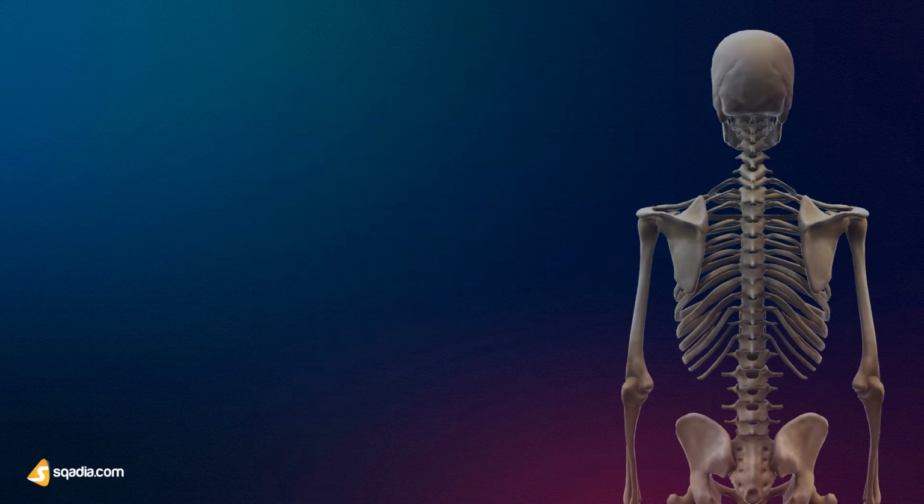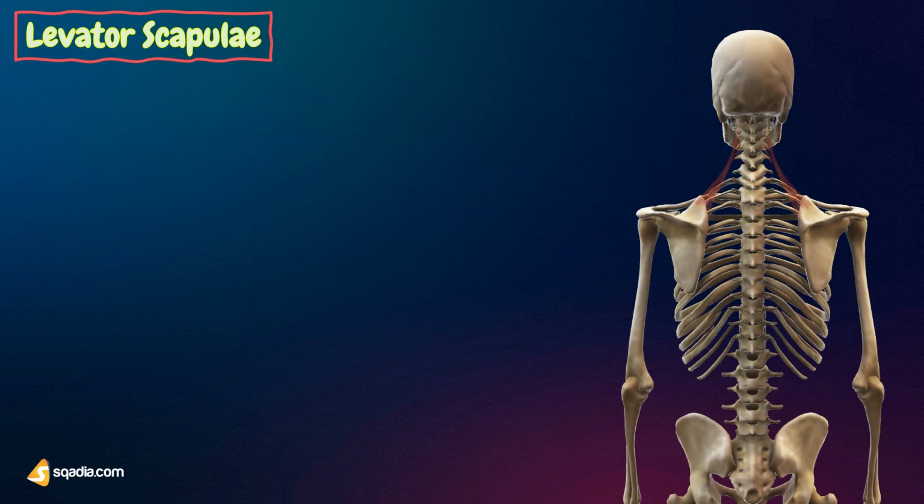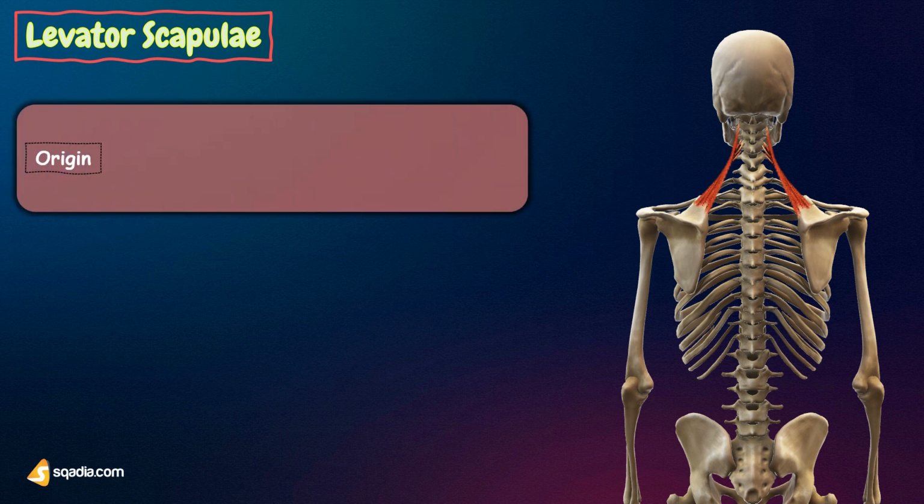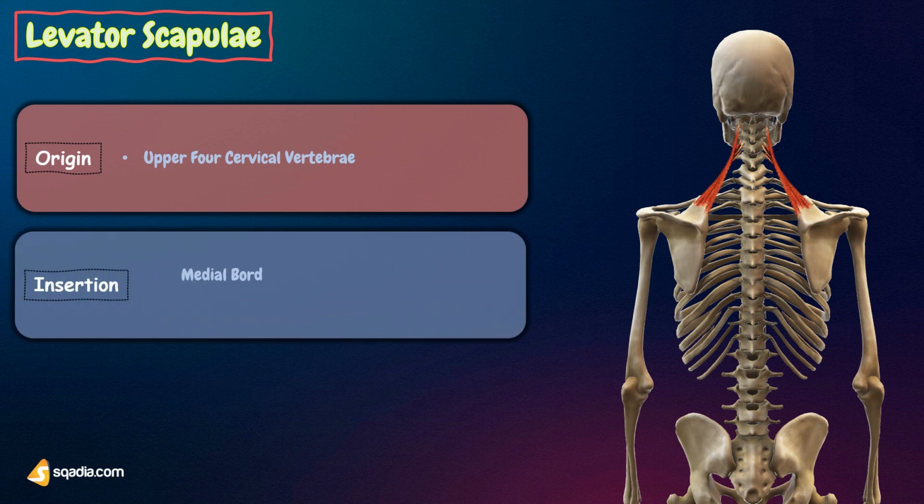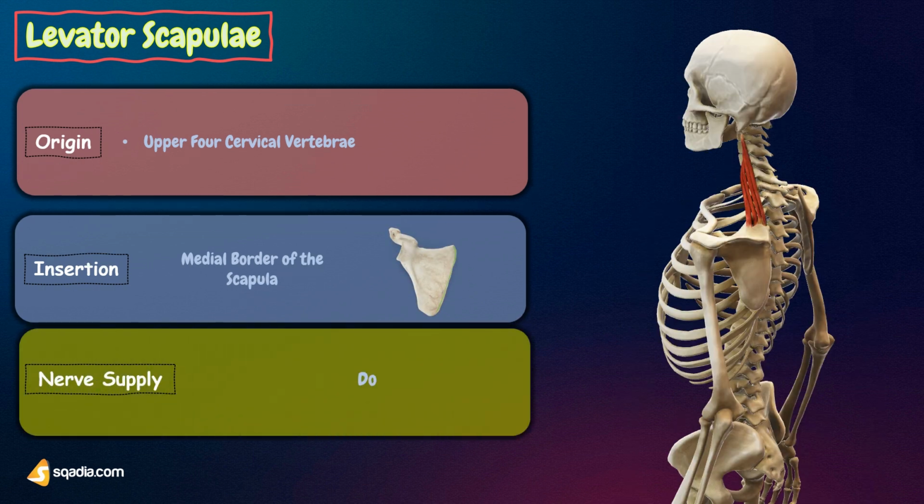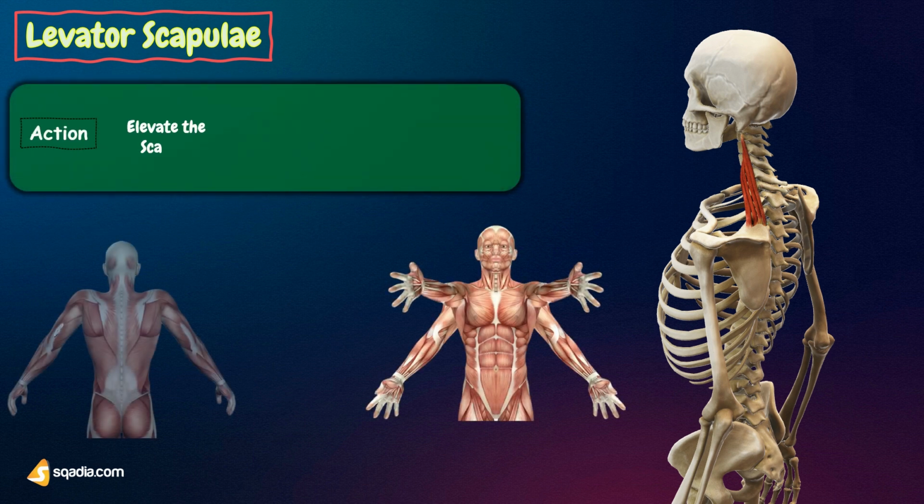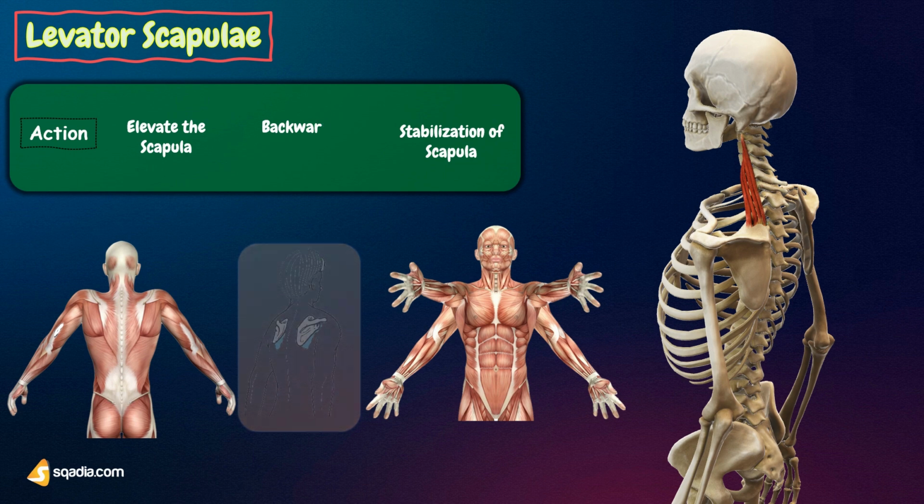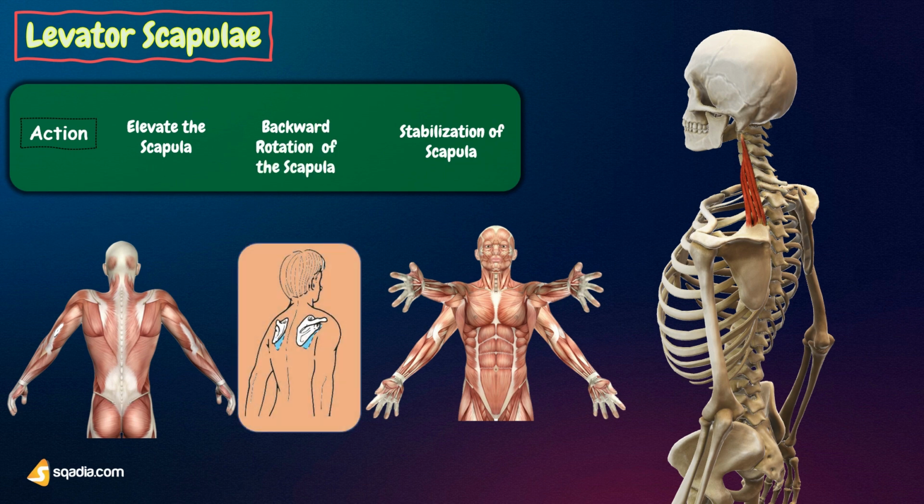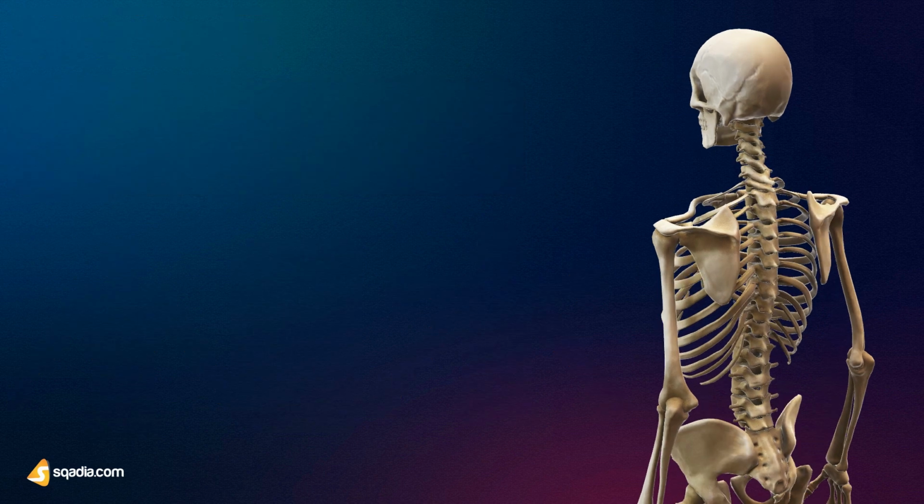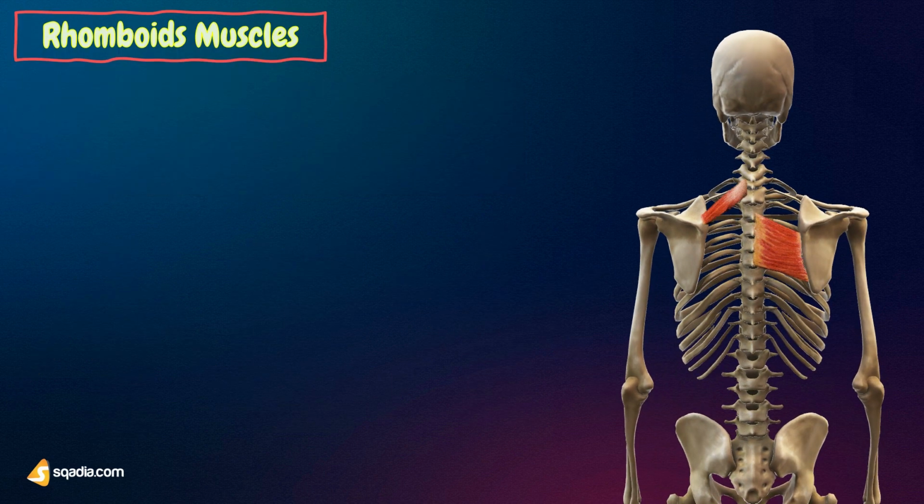The first muscle in the second layer of the superficial group of back muscles is levator scapulae. This muscle originates from the transverse processes of the upper 4 cervical vertebrae. It is inserted into the medial border of the scapula, opposite the supraspinous fossa. Nerve supply to the muscle is from the 3rd and 4th cervical nerves, and from the dorsal scapular nerve of the brachial plexus. Levator scapula, as the name suggests, helps in elevation of the scapula as well as backward rotation of the scapula. The muscle also bends the neck to its own side and stabilizes the scapula during movements of the upper limb.